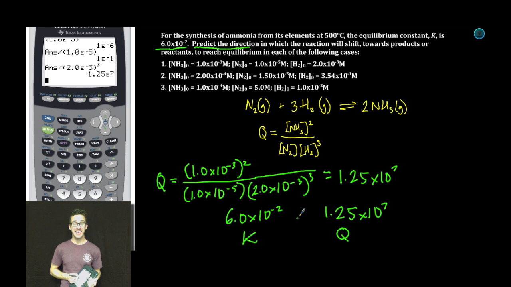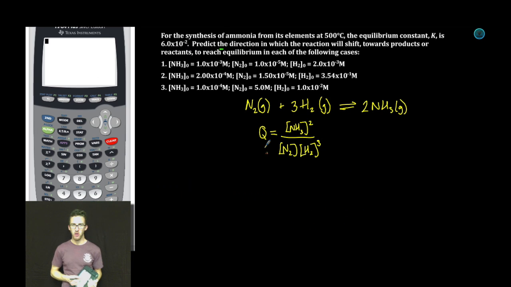In this case, K is less than Q. So under these conditions, in order to establish equilibrium, my reaction is going to shift to the reactant or left side. I'm just going to follow that little caret and the arrow that it points. Reactant side.